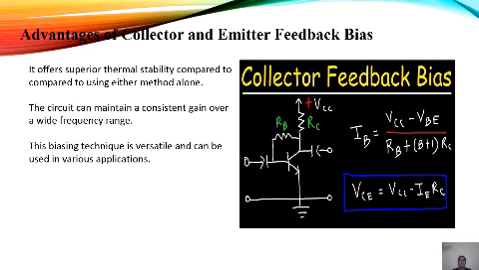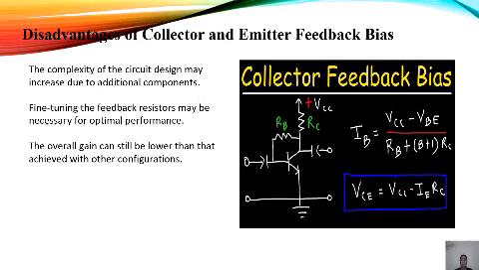Advantages of collector and emitter feedback bias. It offers a superior thermal stability compared to using either method alone. The circuit can maintain a constant gain over a wide frequency range. This biasing technique is versatile and can be used in various applications.